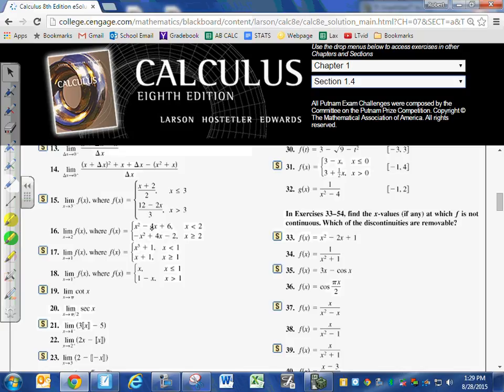I could graph it if I wanted to, or I could just take 2 and plug it in for x and see if this value will meet this at 2. So I plug in 2, I get 4 minus 8, which is negative 2 plus 6 is 4. So I got 4 for the top. Here I got 2 squared, which is 4.